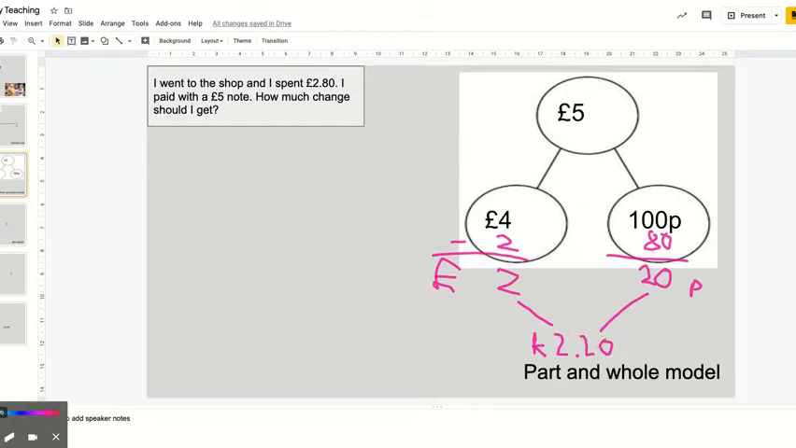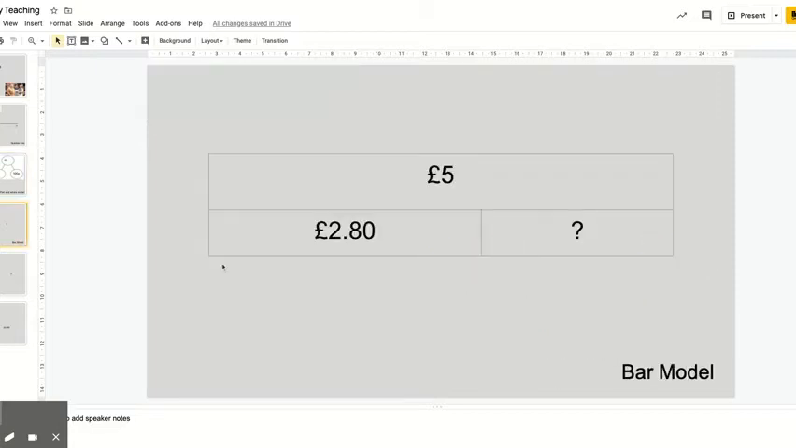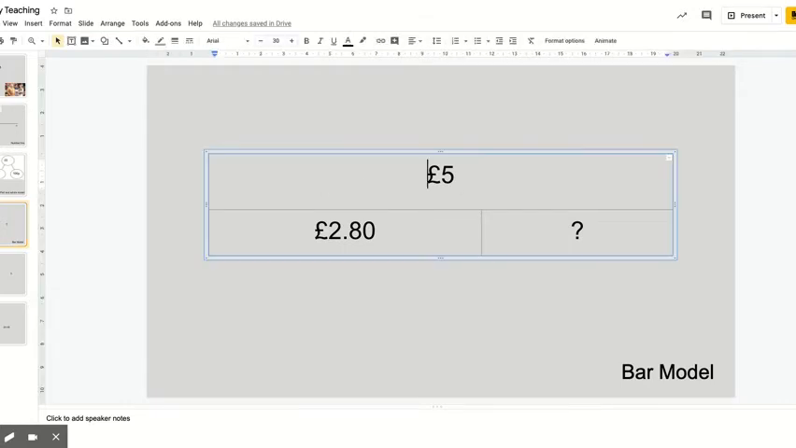The last thing I want to talk about is bar models here. So you can represent this journey to the shop on a bar model like this, and you may see it represented in questions like this. Again, you've got £5 when you go to the shops. £2.80 of that has been taken and spent on some items. And then this part over here is representing the change.